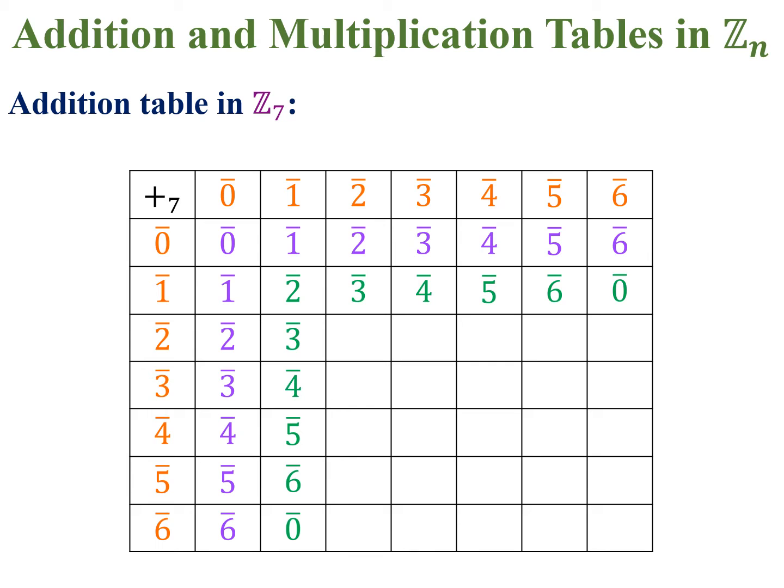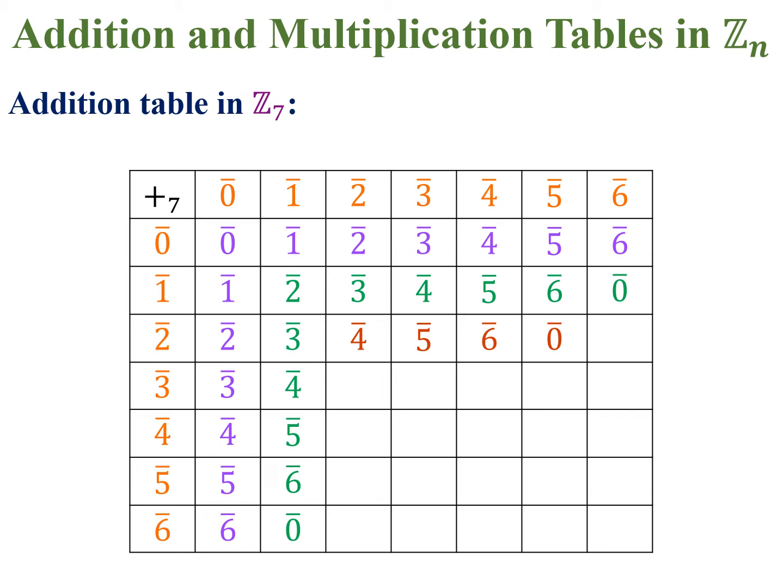Now you have to find the value in this cell. It will be obtained by adding class of 2 with class of 2. 2 plus 2 is 4. Here 2 plus 3 is 5. Here 2 plus 4 is 6. Here 2 plus 5 is again 7, which is not present in Z7. So you have to divide 7 by 7, you will get the remainder 0. So here we have to write class of 0.